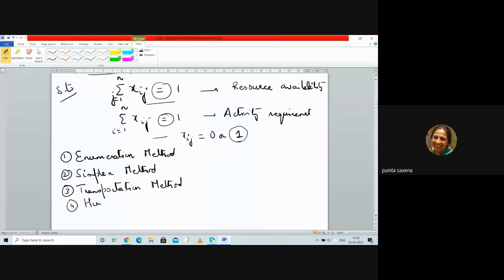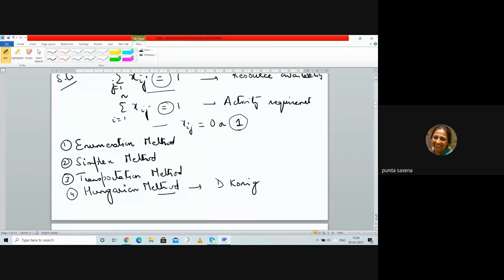The last method, the one that we would typically be doing for solving an assignment problem, is what is known as the Hungarian method. The Hungarian method is an algorithm that has been developed to solve assignment problems alone. We call it the Hungarian method because it was given by a Hungarian mathematician by the name of D. Koenig. He gave this method to solve assignment problems, so that's why it's called the Hungarian method.